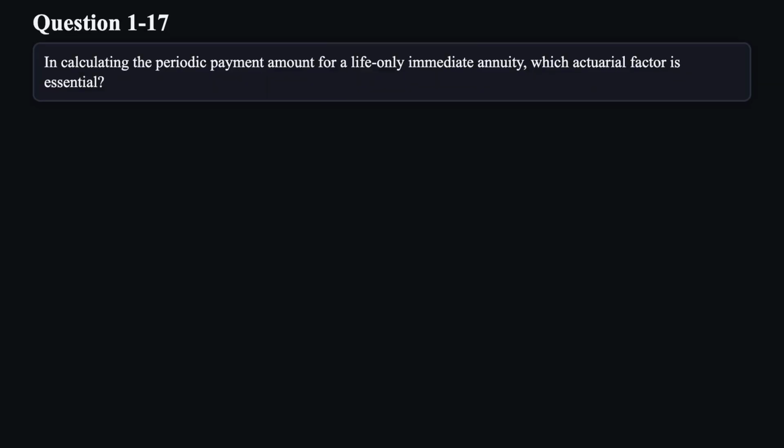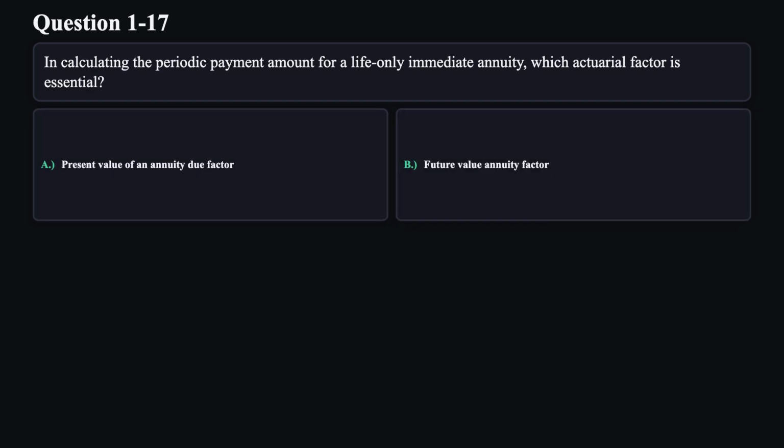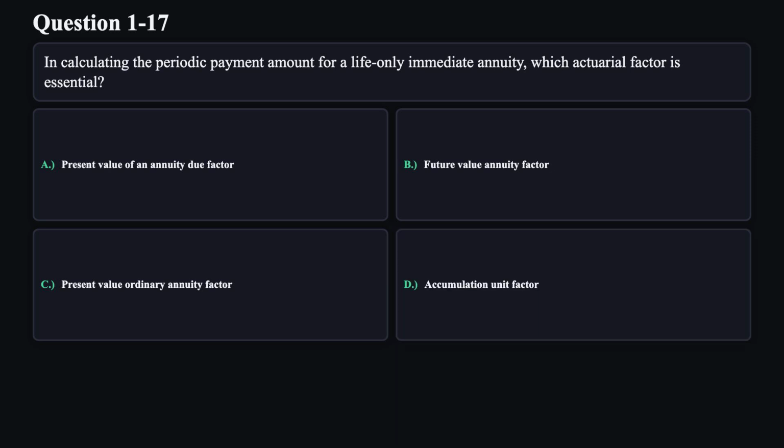Question 17. In calculating the periodic payment amount for a life-only immediate annuity, which actuarial factor is essential? A. Present value of an annuity due factor. B. Future value annuity factor. C. Present value ordinary annuity factor. D. Accumulation unit factor.